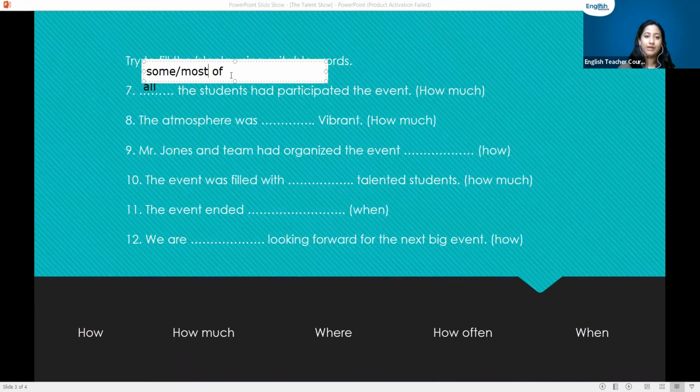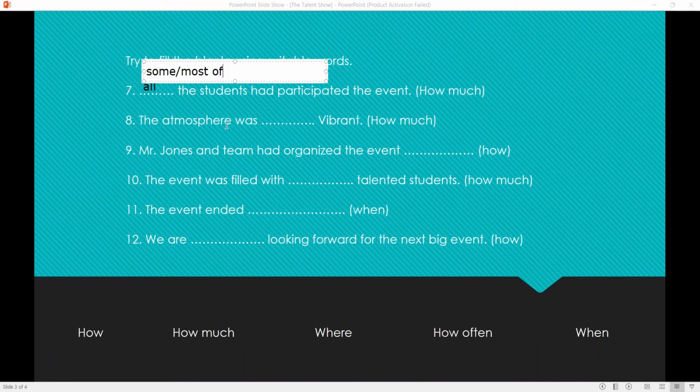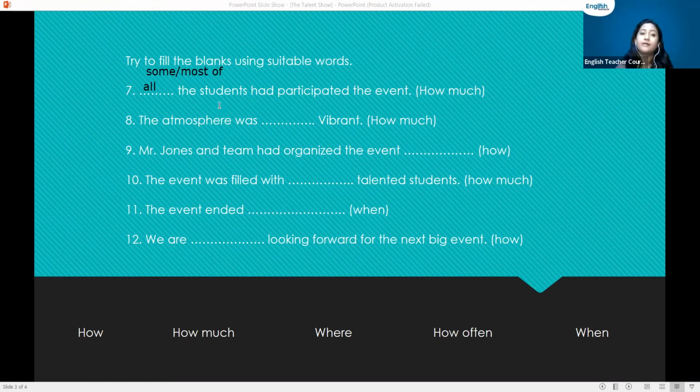And also many. Many can't be taken, because the sentence already has "of the" there. So many can't be taken. Some of the students, most of the students, all the students, right? That would be enough. Smart students, right? Number 8, the atmosphere was blank, vibrant.